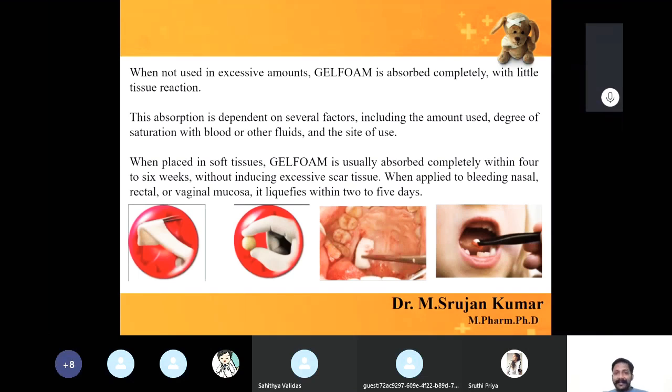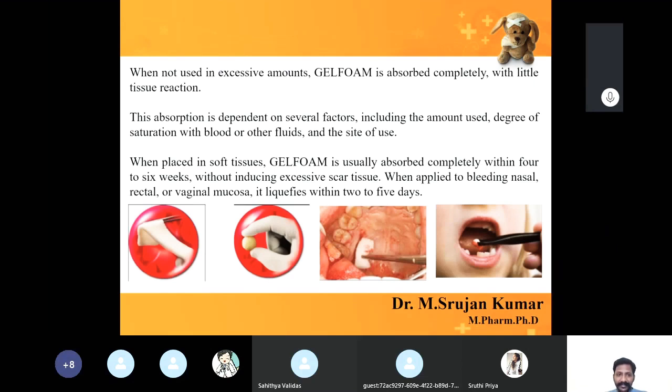As I have discussed the points, depth of the wound, severity of the wound, all these things. Now the discussion is here. This absorption is dependent on, when you say it is absorbed completely or it is absorbed partially. So these particular things will depend upon what? It depends upon the amount used, degree of saturation with the blood or other fluids, and the site of use. So when you consider these three things, accordingly you need to use your absorbable gelatin sponge.